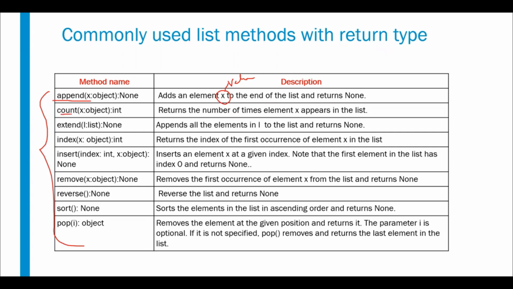And then the count function. The count function returns the number of times element x appears in the list. We need to pass one variable called x, that means a number. It will give you how many times this number is repeated in the list.